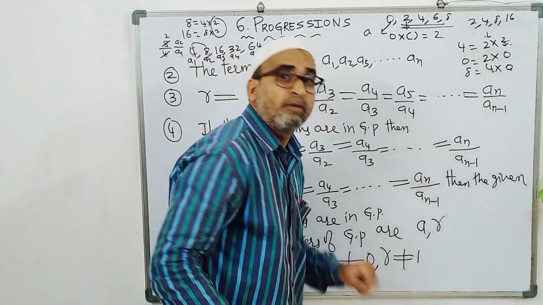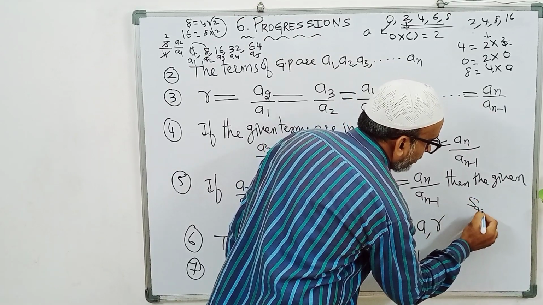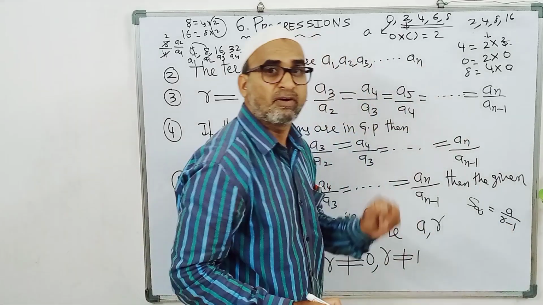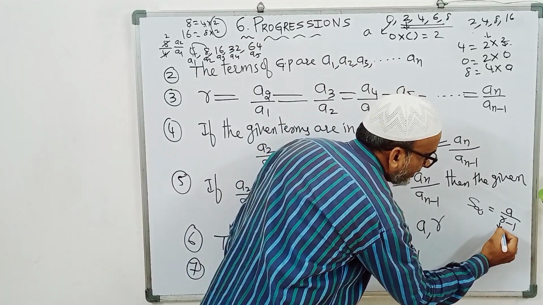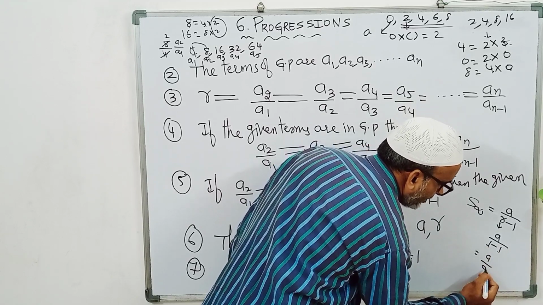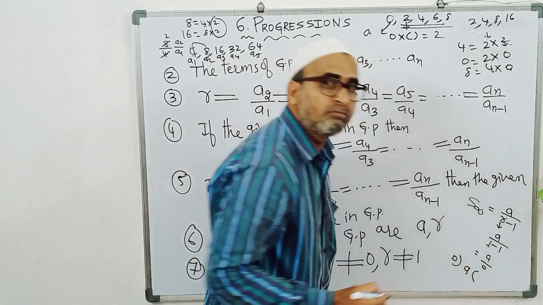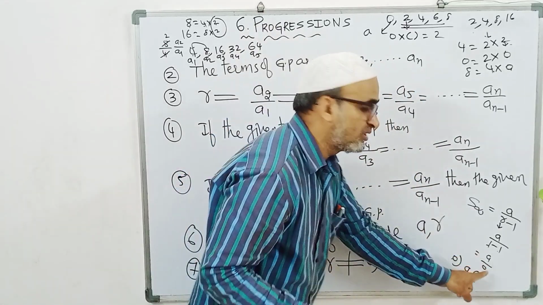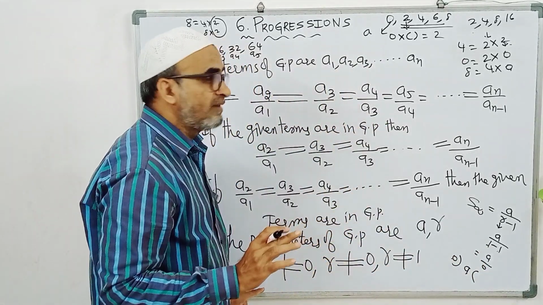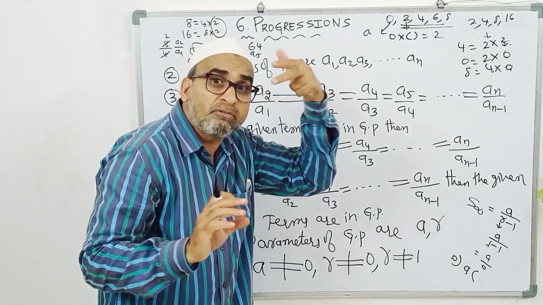r is not equal to 1. Why? Because in higher classes, the sum to infinity of a geometric progression is a by (1 minus r), the formula. Suppose in the place of r, I take 1: a by 1 minus 1 is a by 0. In the denominator, 0 should not be there. That is the condition. The value of a should not be equal to 0, r should not be equal to 0, and r should not be equal to 1 also.